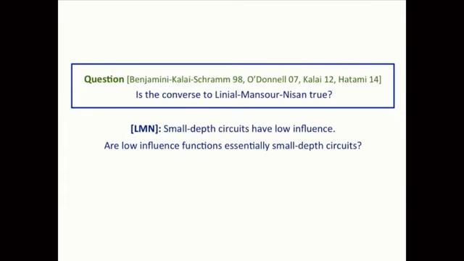A question that was asked by Benjamini, Kalai, and Schramm in a very famous paper about noise sensitivity and about influence, and it was repeated in a different form by O'Donnell, Kalai, and Hatami in the past few years, is whether the converse to LMN is true. Okay, what do I mean by that? LMN, vaguely speaking, says that small depth, small size circuits have low total influence. Is it true that low influence functions are basically small depth circuits? It's not hard to show that there are low influence functions that are not exactly a small depth circuit, but it was still possible that low influence functions are essentially small depth circuits and that you can well approximate them with a small depth circuit.